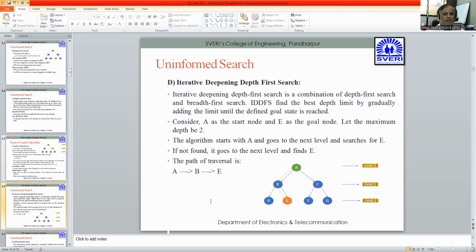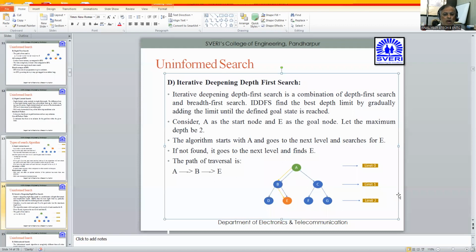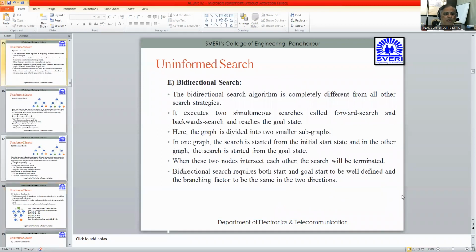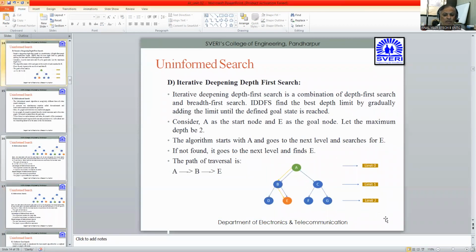So the path of the traversal will be A, B and E, because once it goes to level 2, as the depth limit is 2, it will go to depth 2. So depth 2 means limit 2. So it will search out E there, and you'll find out that E is easier to reach from B. So A, B and E. Now how it works out, that we are going to see. Okay, how does it work out?